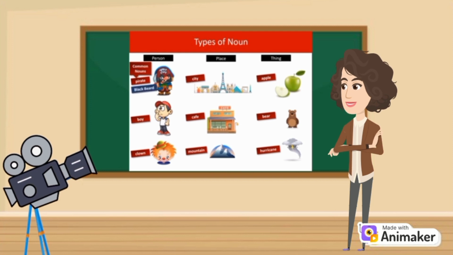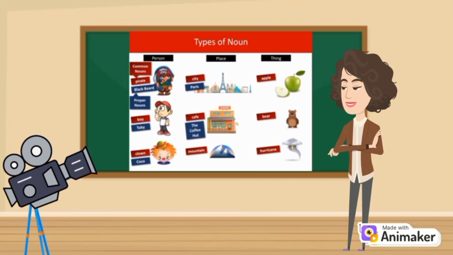Look at this. His name might be Blackbeard. And that's a proper noun. So a proper noun is the given name. It's the name we give to make it more specific. It might be a personal name or a title. So the boy might be called Toby. The clown, Coco.